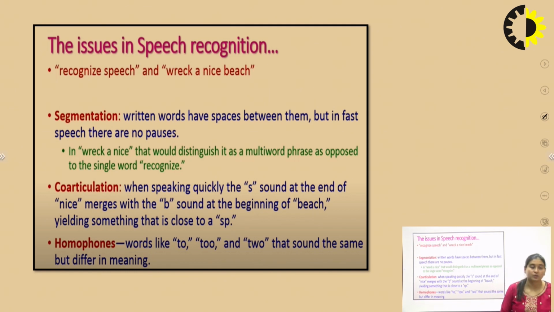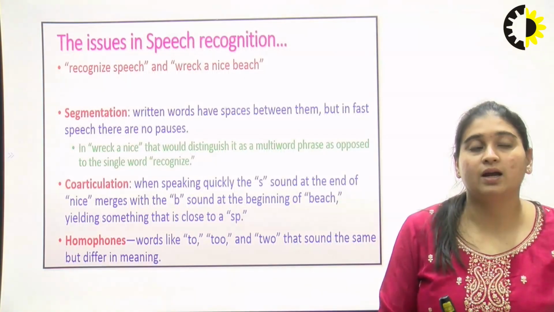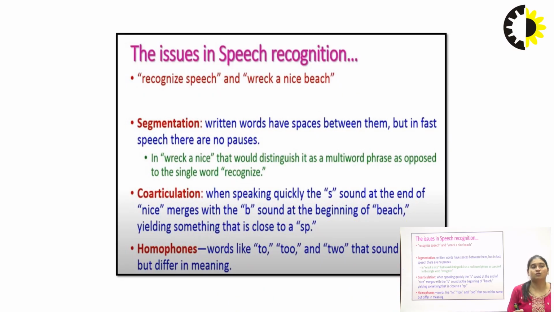Then co-articulation. Co-articulation means that when speaking quickly, the S sound at the end of "nice" merges with the B sound at the beginning of "beach". So the end sound of a particular word merges with the beginning sound of the other word. It is referred to as co-articulation. Here I have mentioned an example. This is just an example.